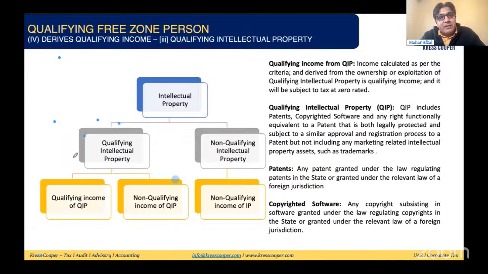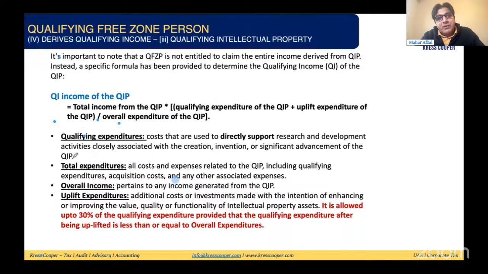This is qualifying income of the qualifying free zone person from the qualifying intellectual property. This is based upon the formula, and based upon this, some portion of the qualifying intellectual property income can be qualifying income. The rest will be subject to tax at a straightforward 9%. One stream of the commercial property is qualifying income. The rest of the income related to that can be non-qualifying income.